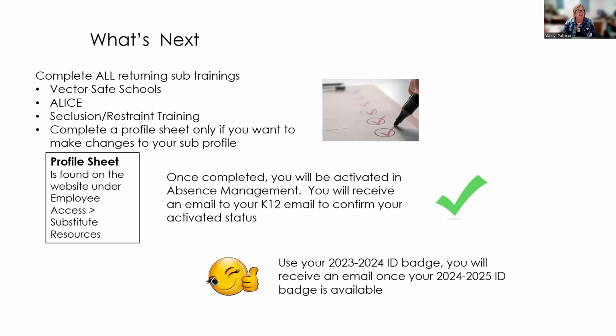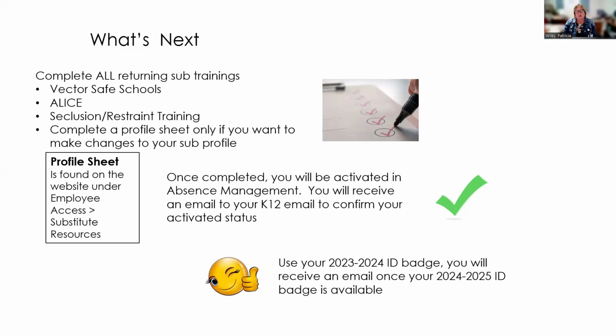What's next? All of the subs need to complete the returning sub orientations. That includes all of the trainings that are in the Vector Safe Schools that was sent to you, the ALICE training that is sent to you in your K-12 email, and the seclusion and restraint training that you'll get a link for in your K-12 email. If you want to make changes on your profile sheet, that is available for you to do that. You're going to find that by going to Skyward into the employee access, and under substitute resources is the profile sheet.